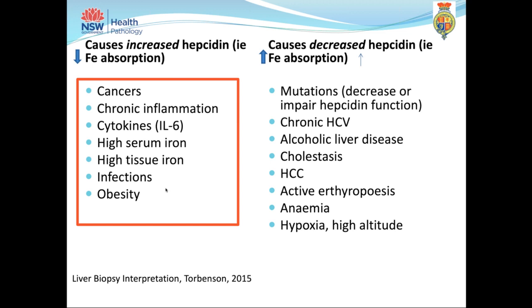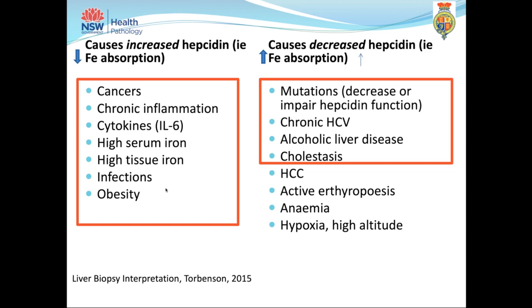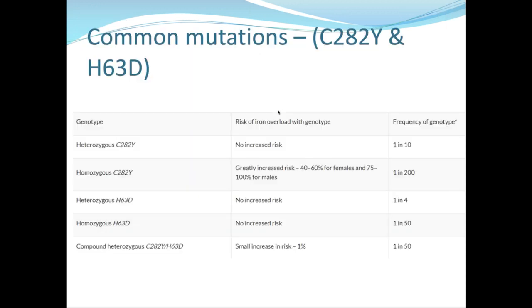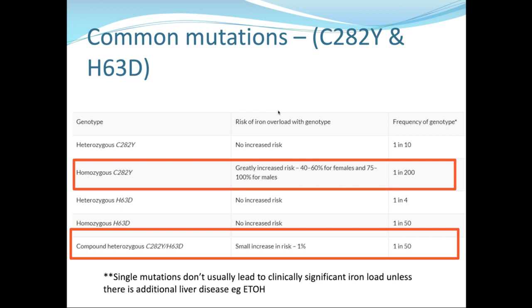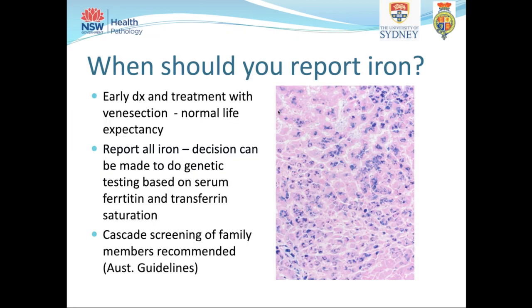And there are a number of diseases that, of course, decrease hepcidin production. That is to say, they increase iron absorption, including alcoholic liver disease, chronic hep C, and, of course, mutations, that is to say, genetic hemochromatosis, of which the more common variants are the C282Y and compound heterozygotes. An important point being that single mutations won't normally lead to disease unless there is another etiology, such as alcoholic liver disease. When should you report iron?